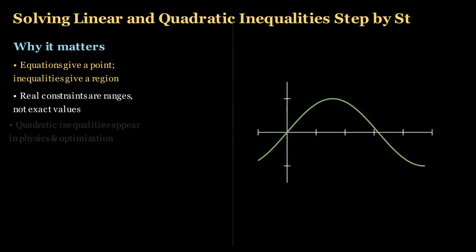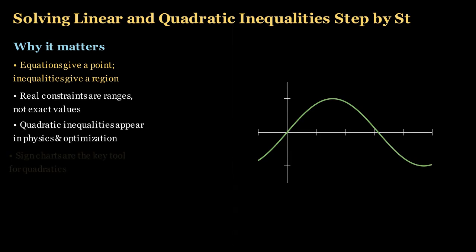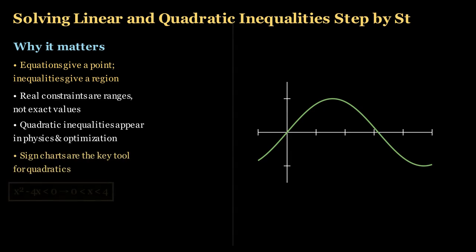In calculus, you'll constantly ask for which x values is this function positive, or where is the curve above the x-axis. That's exactly a quadratic inequality. The method we learn today, finding critical points and testing intervals with a sign chart, is the same tool you'll use later to figure out where a function is increasing or decreasing. It turns a messy inequality into a simple coloring-in problem on the number line. Let's build the method step by step.